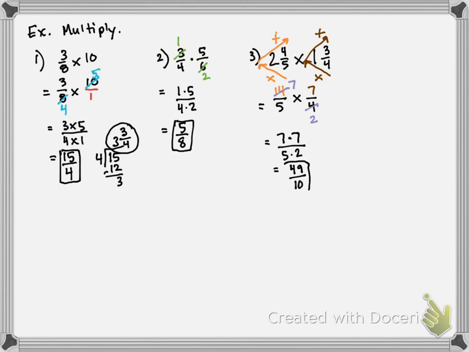Now, again, this is not a word problem. That answer is perfect. If you want to convert it from improper to a mixed, we can do that using division. 10 goes into 49 4 times, which is 40, with a difference of 9. The 9 is the new numerator. 10 is the denominator. So 4 and 9 tenths.